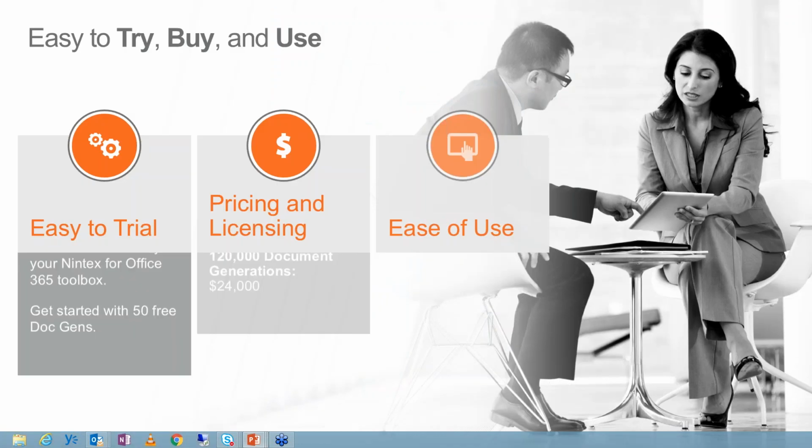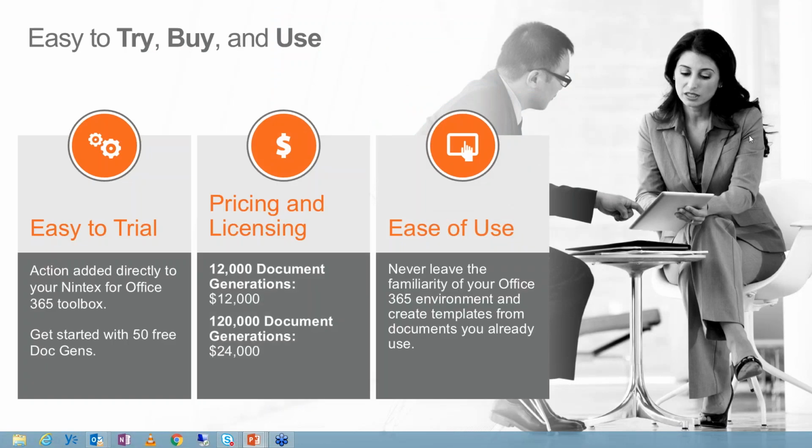So just to recap here, if you liked what you saw today and are maybe interested in seeing a little bit more, there are a couple of options for you. First off, we offer a trial for all of our customers, no matter what you're interested in. To get a trial, it's free. Basically, go in and download Nintex, both workflow and forms. Within the Nintex workflow trial, you will have the document generation action in there. The great thing about that is it comes with 50 free document generations.